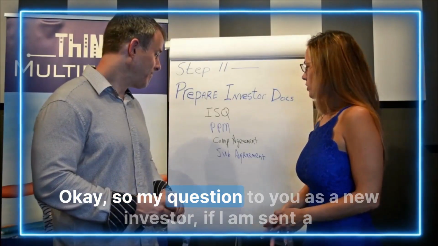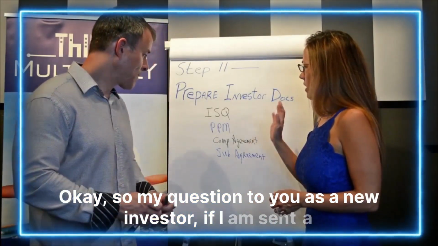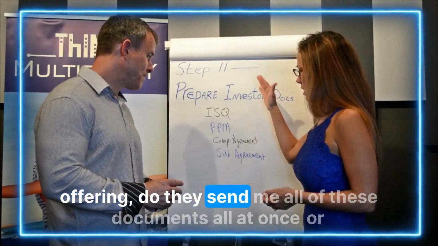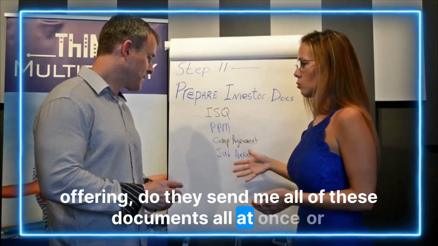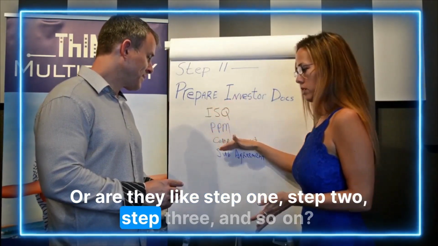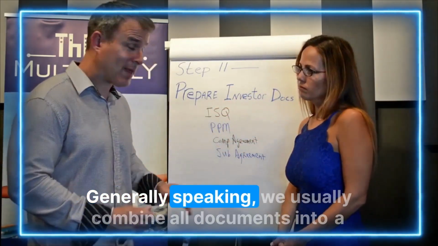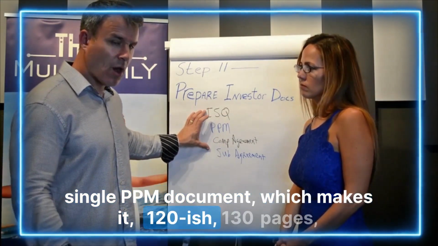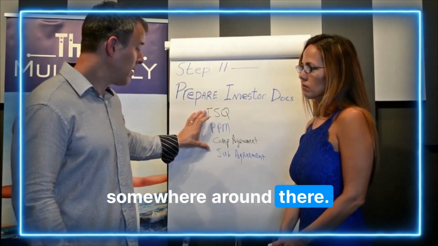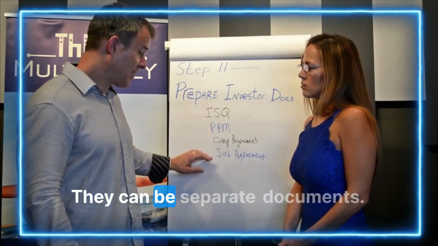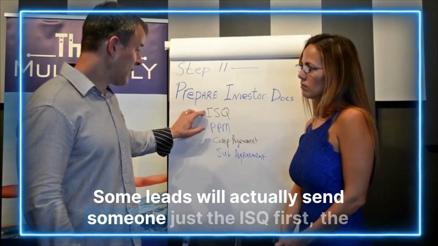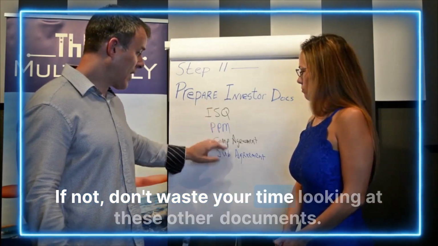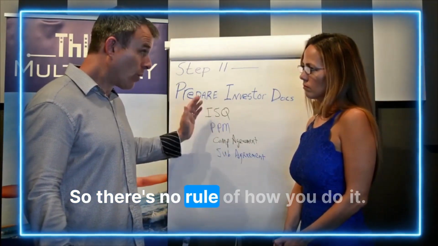Okay, so my question to you as a new investor: if I am sent a bunch of documents from somebody who has a deal and offering, do they send me all of these documents all at once, or is it step 1, step 2, step 3, and so on? It depends. Generally speaking, we usually combine all documents into a single PPM document, which makes it 120-ish, 130 pages. You don't have to do it that way. They can be separate documents. Some leads will actually send someone just the ISQ first, a questionnaire, to say, hey, are you even qualified to invest? If not, don't waste your time looking at these other documents. So there's no rule of how you do it.